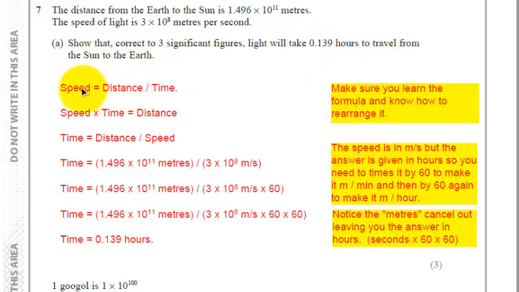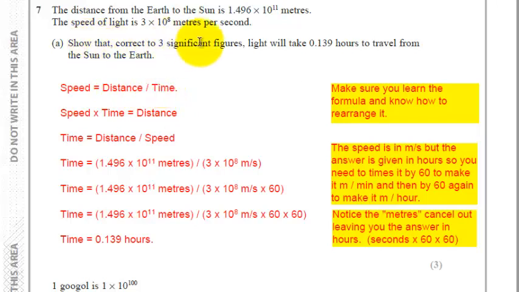Okay, so this has given you a distance in standard form, it has given you a speed in standard form, and it wants to know how long something will take. This question will be impossible if you do not know the formula speed equals distance over time. If you find it difficult to remember this formula, think of how fast you are going in a car. So if you're traveling at 30 miles per hour, that is distance over time. 30 miles, the distance, per hour, the time.